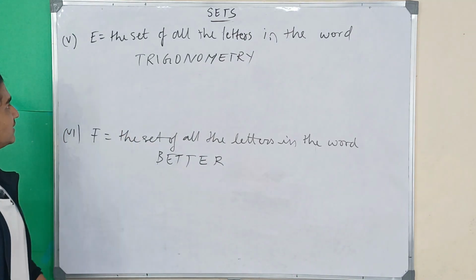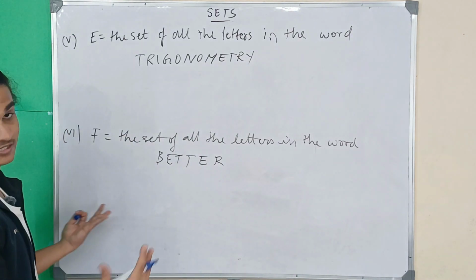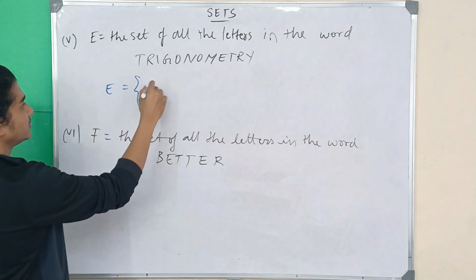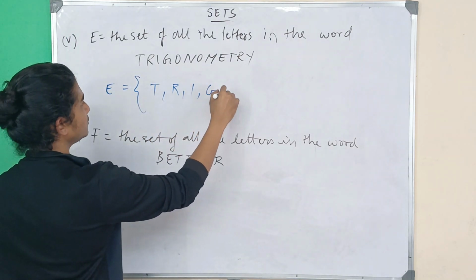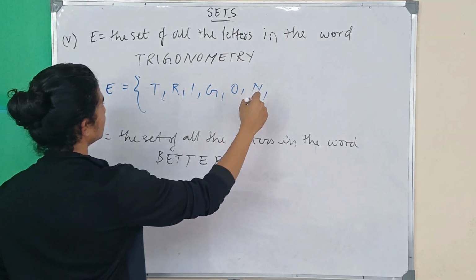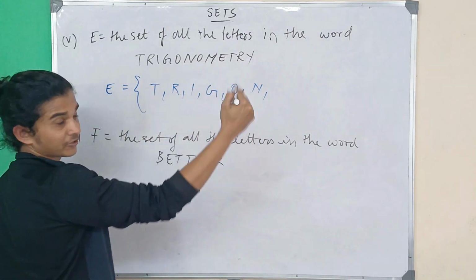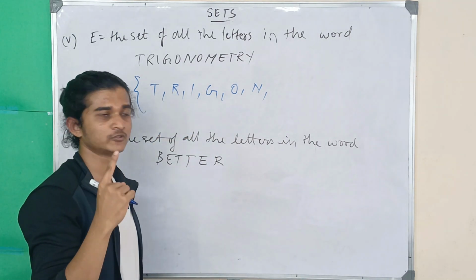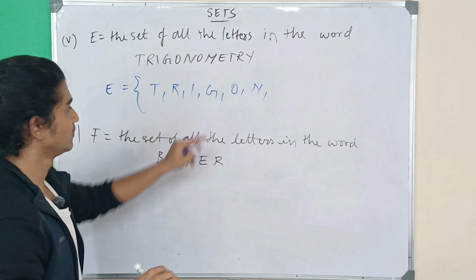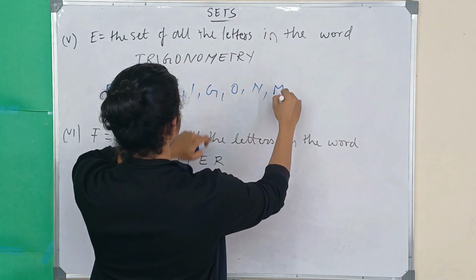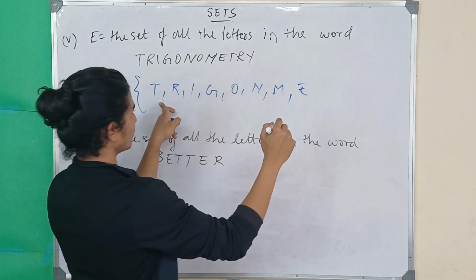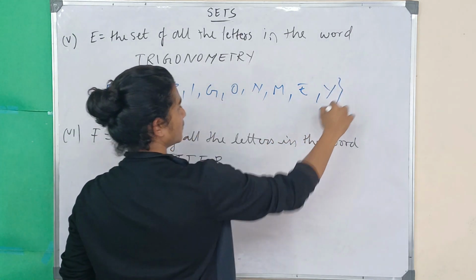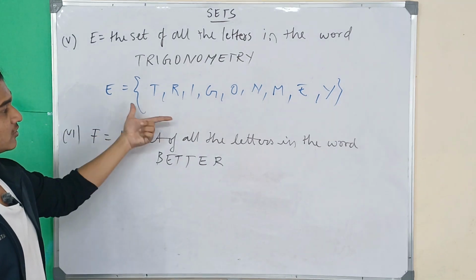So the fifth one, E, is the set of all the letters in the word trigonometry. So let's try to list all the letters which are there in the word trigonometry. First is T, R, I, G, O, N. O I've written already, so I don't need to write it again. Make sure if anything is repeated twice, you just write it once. So once is just enough. So N, and then M is not there, M. E is not there, E. T is already written, so I don't need to take T. Then R is already there, and then Y. So that's the set of all the letters in the word trigonometry.